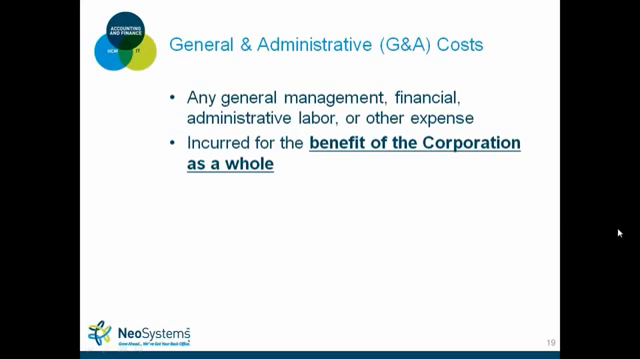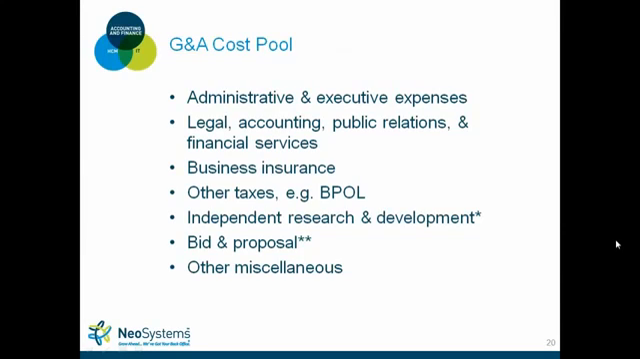So we'll get into G&A, or general and administrative costs. Again, it's any general management, financial, administrative labor, or other corporate-related expense. The G&A costs are incurred for the benefit of the corporation as a whole, or your infrastructure. So it really includes your administrative and executive expenses. For instance, if you have a board of directors and you need to charge or keep track of board of director minutes or fees, those will all be included in your G&A cost pool. All of your legal expenses, your accounting expenses, public relations, and any type of financial service you use would also be included in the G&A cost pool.